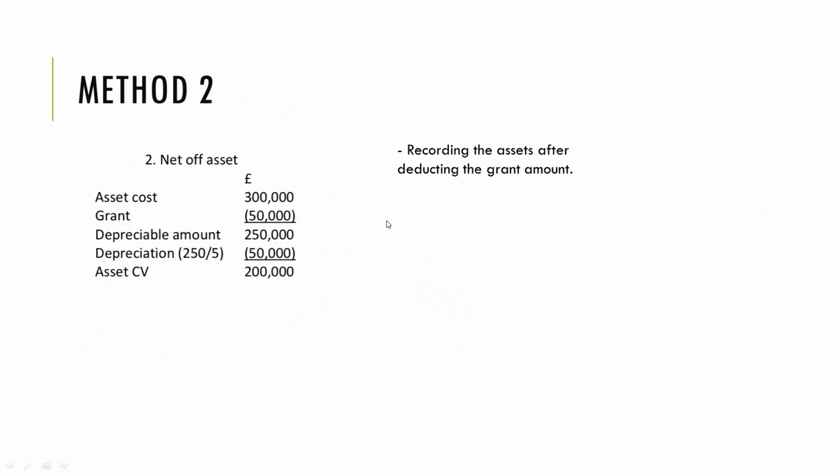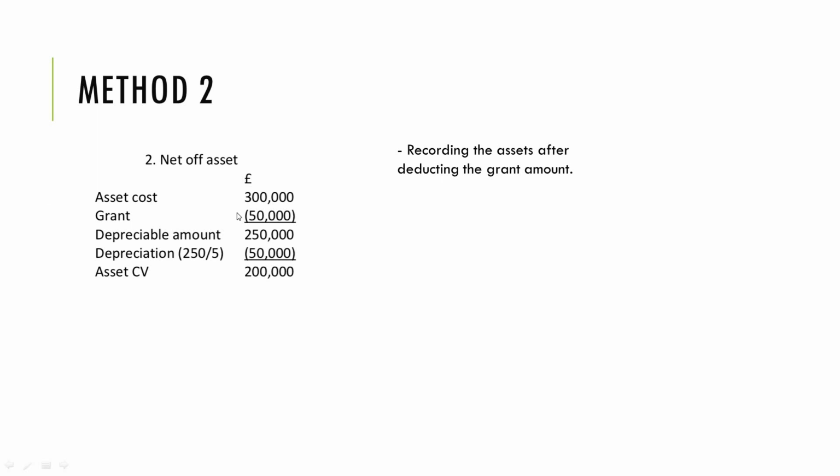Okay, so if we need to use the second method, in the second method, you simply deduct the grant amount from the asset cost. Okay, but this method is not allowable in the UK. So most likely when you are answering the exam question, maybe you are required to use method number 1 only. So to be safe, just use method number 1 only.